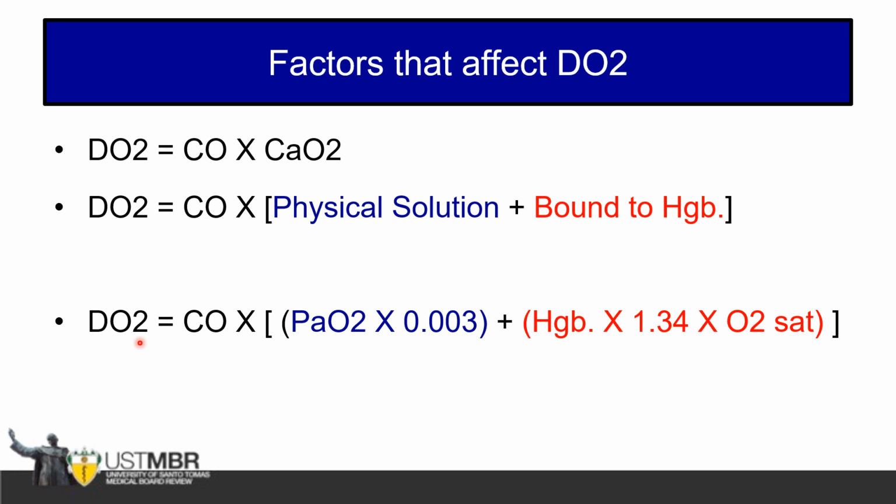So we come out with these factors that will determine O2 delivery. For example, if there is a low O2 saturation, low hemoglobin, low oxygen tension, or the cardiac output is low, the O2 delivery to the tissues will be low.